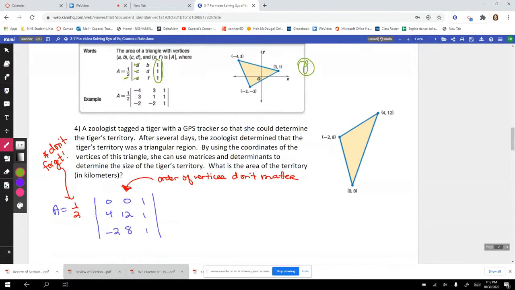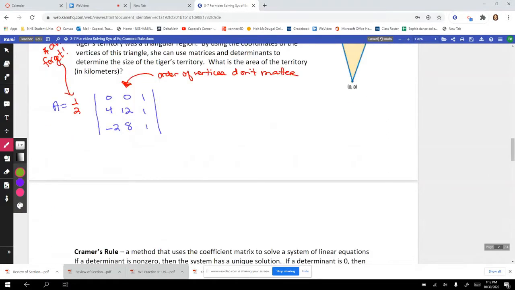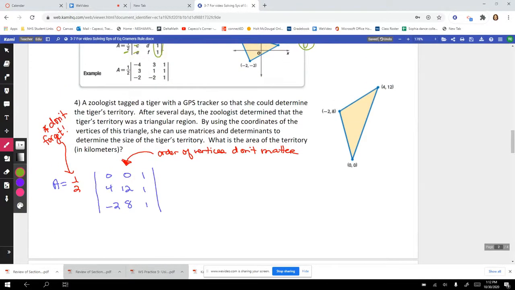Okay? So let's see what we have. A zoologist tagged a tiger with a GPS tracker so that she could determine the tiger's territory. After several days, the zoologist determined that the tiger's territory was a triangular region. By using the coordinates of the vertices of this triangle, she can use matrices and determinants to determine the size of the tiger's territory. What is the area of the territory in kilometers, okay?